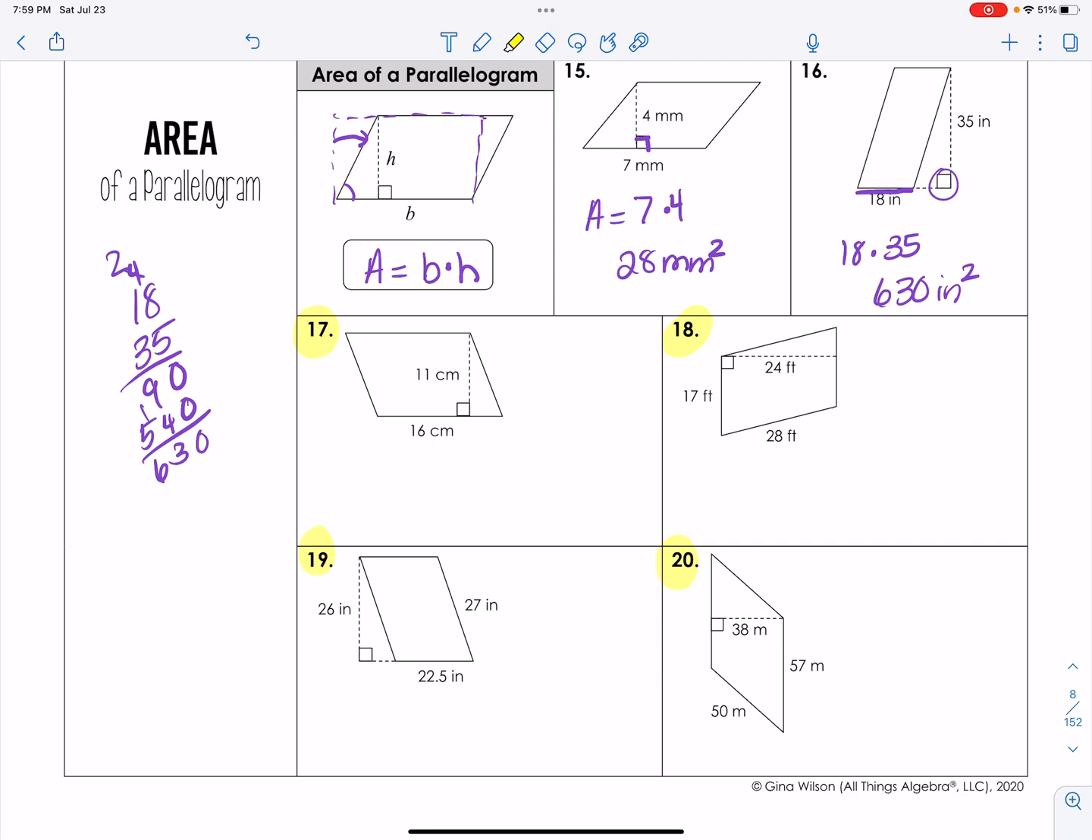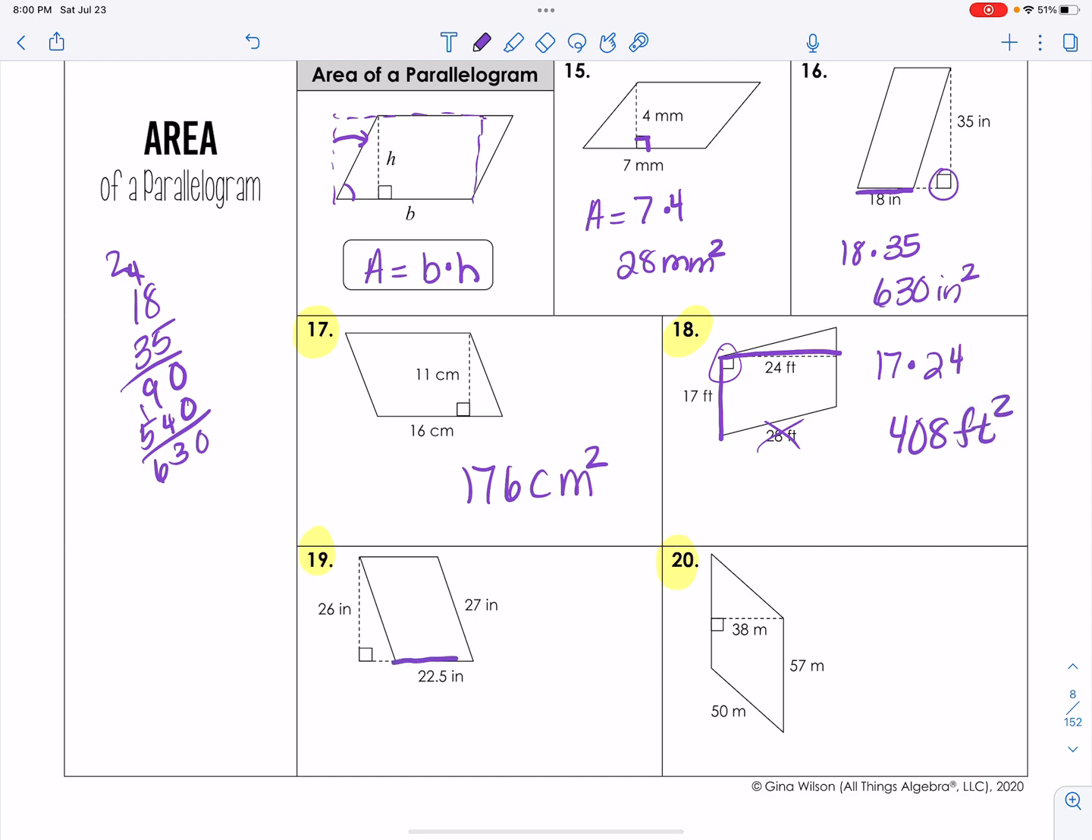Okay, they tried to be tricky on this. This first one, they didn't try to be tricky. So this was 106 centimeters squared. On this one, they gave you a lot of numbers. You have to go around where the right angle is. So the base would be 17 times 24. The 28 is useless because it's not part of the right angle. So your answer on this was 408 feet squared.